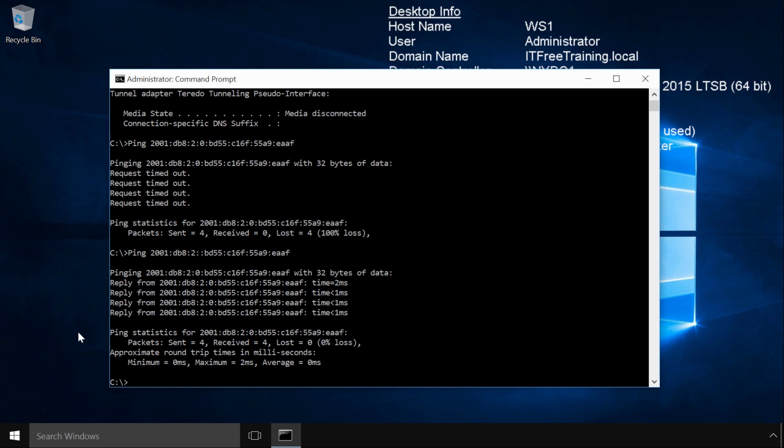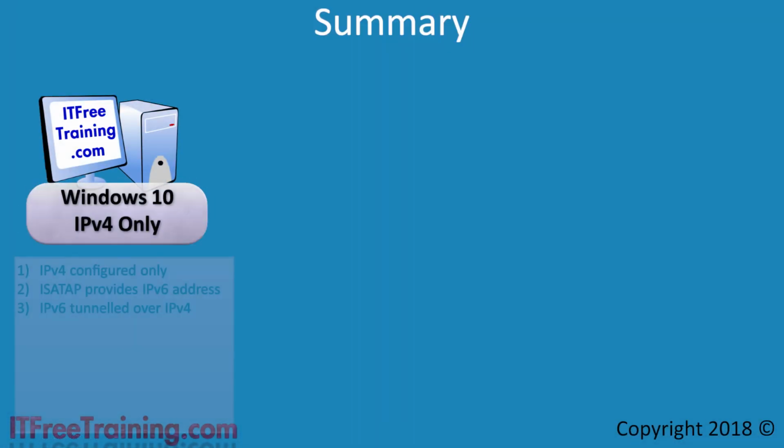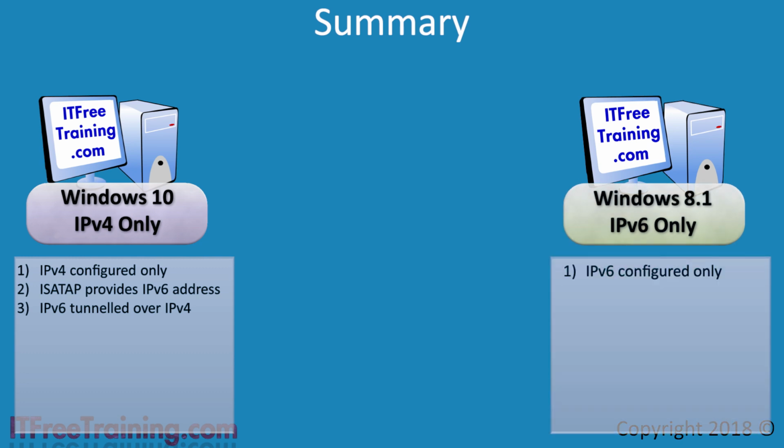There has been a lot covered in this video, so I will perform a quick summary of the main facts. To start with, a Windows 10 computer is configured on the network to use only the IP4 protocol. ISATAP will provide this computer with a valid IP6 address that it can use to communicate with IP6 computers, and that other IP6 computers can use to communicate with it. It will do this by using a tunnel to send IP6 packets over the IP4 network. On an IP6 only network, a Windows 8.1 computer is configured. This computer will only be configured to use IP6. It will communicate with the Windows 10 computer with the IP6 address provided by ISATAP.